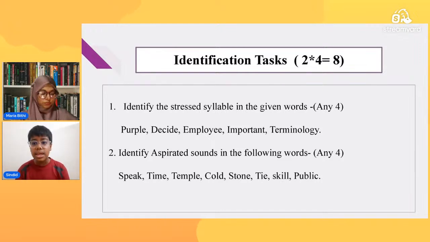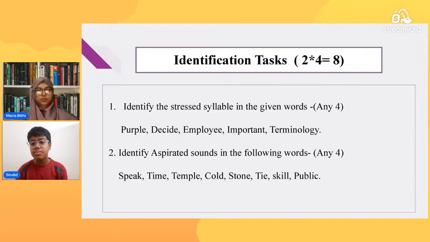Next, employee. In the rule of three syllables, any syllable can be stressed. So here, employee, the first syllable is the most stressed one. And then important, here the same rule, it can be anything. Here, important, the second syllable is the most stressed one.